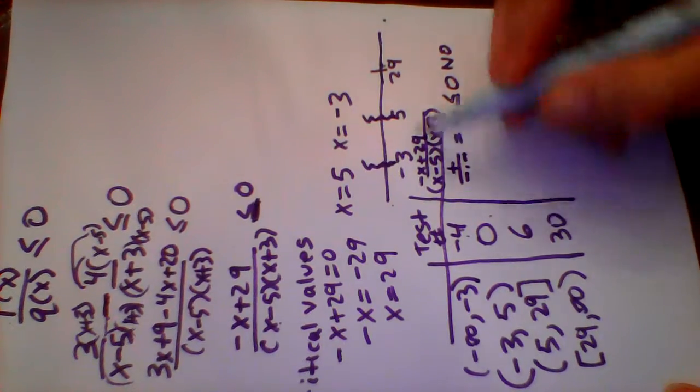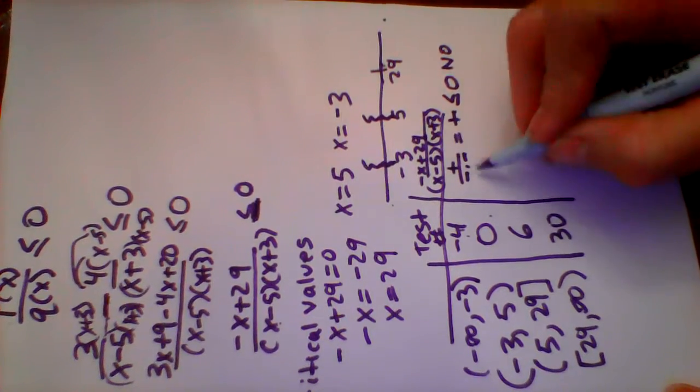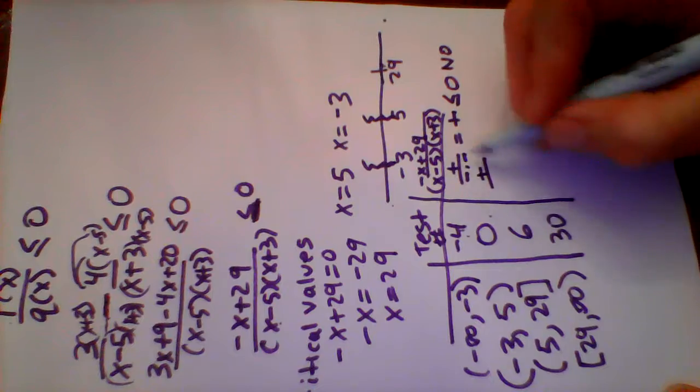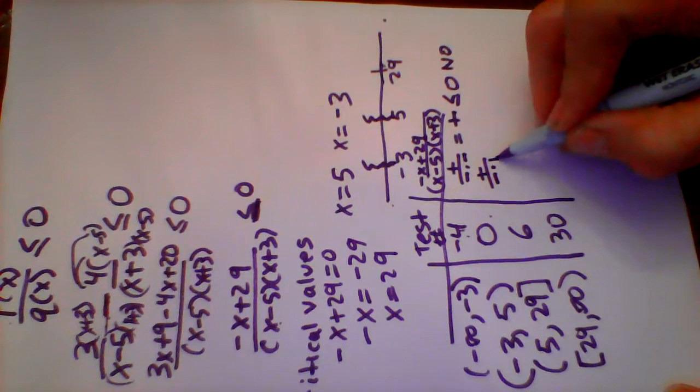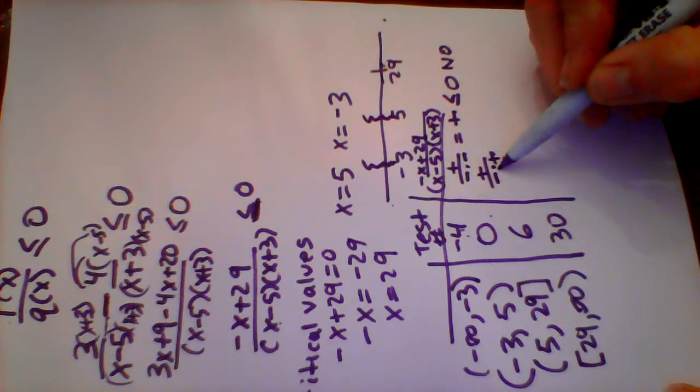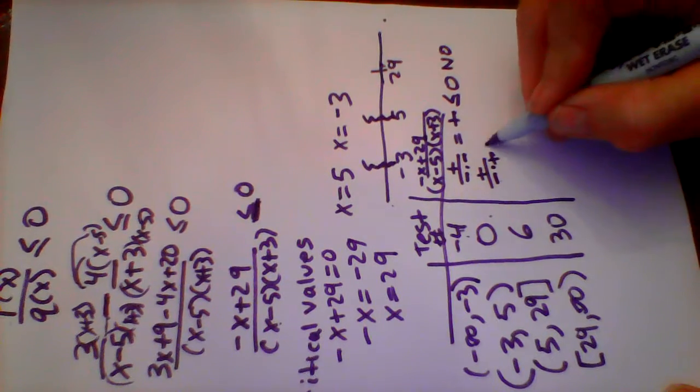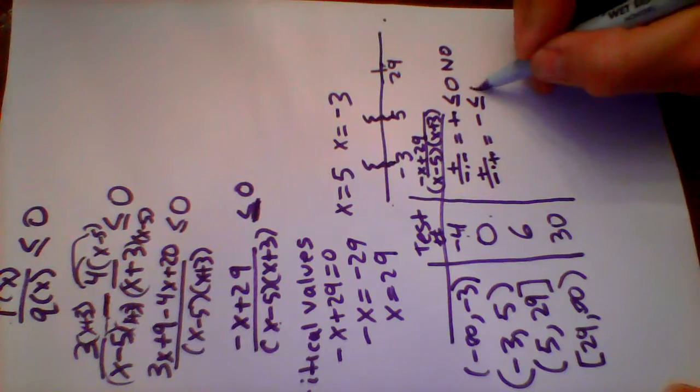I now test 0. Negative 0 plus 29 will give me a positive. 0 minus 5 is a negative. 0 plus 3 is a positive. I get a negative in the denominator. Positive divided by negative is a negative. Is that less than or equal to 0? Yes.